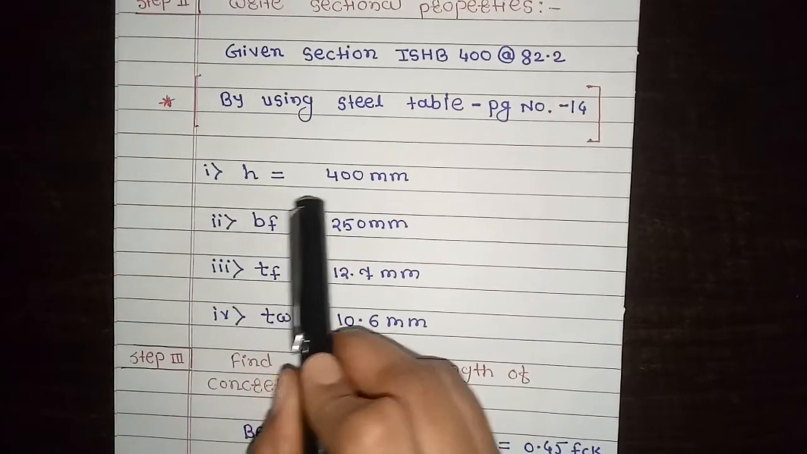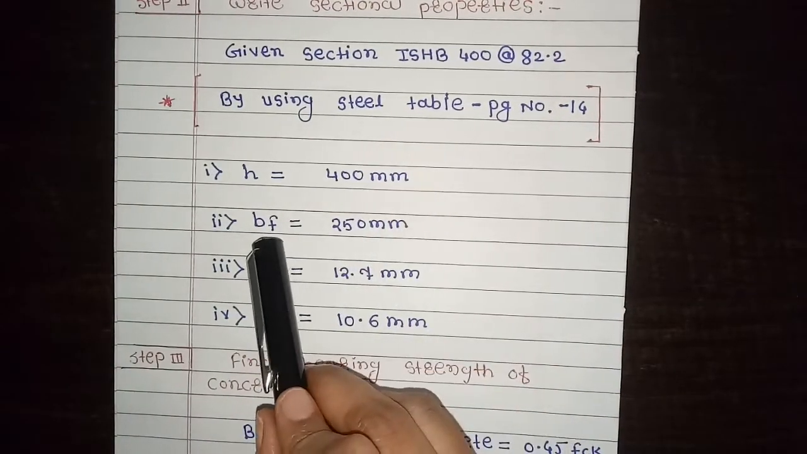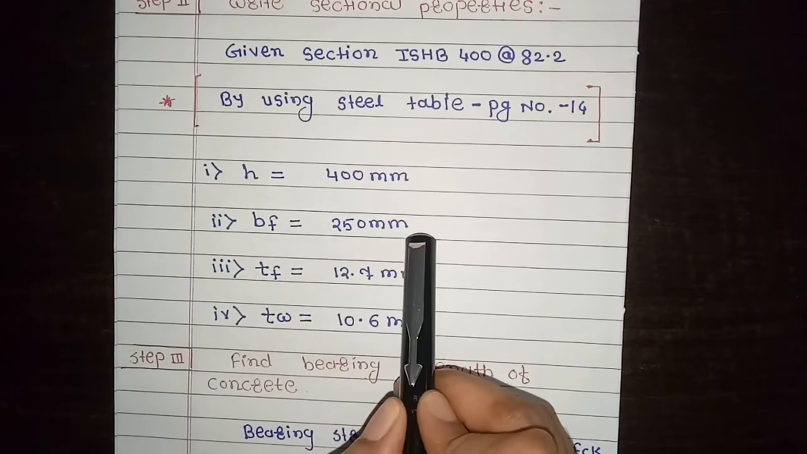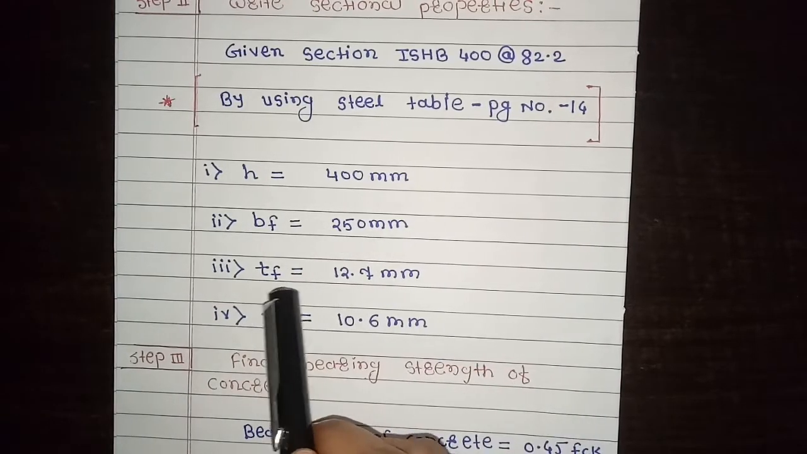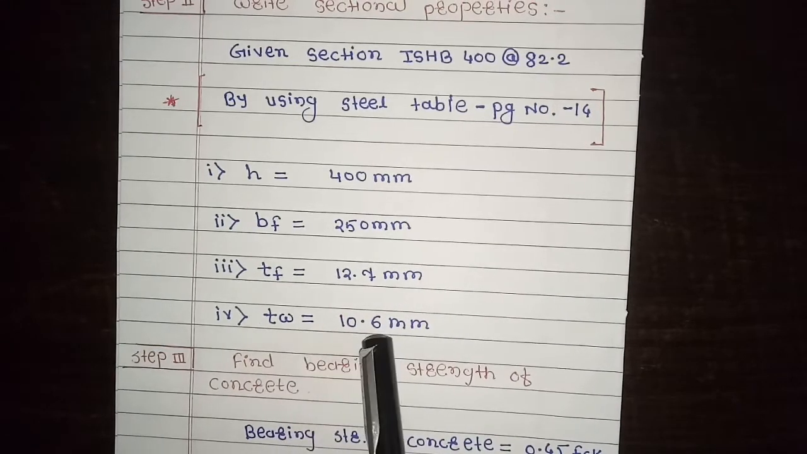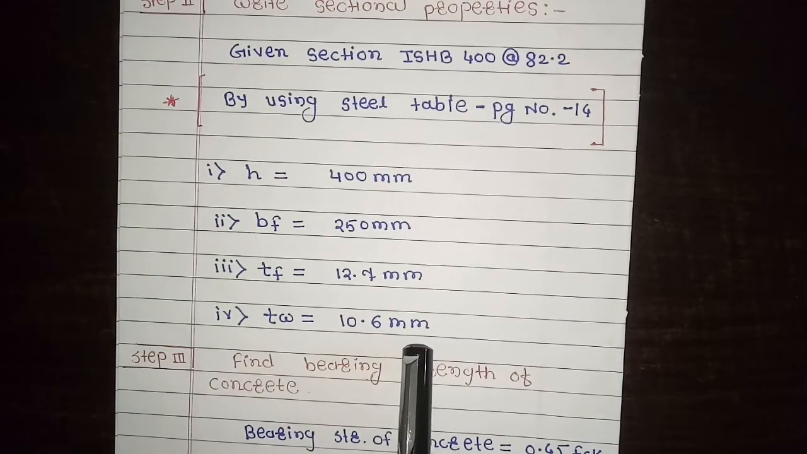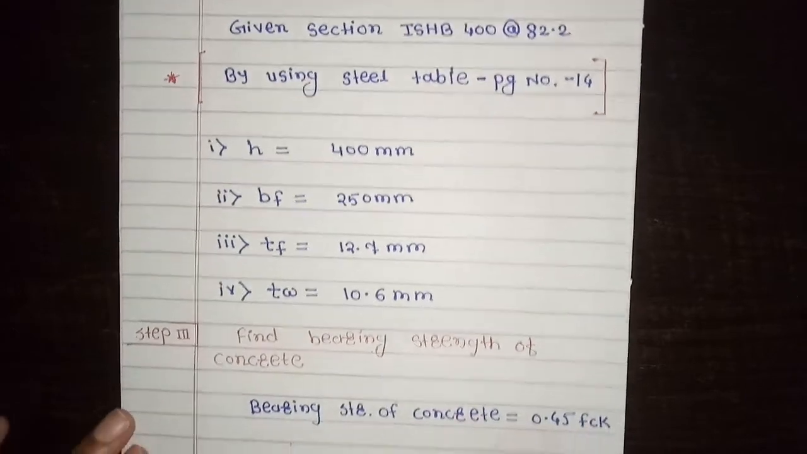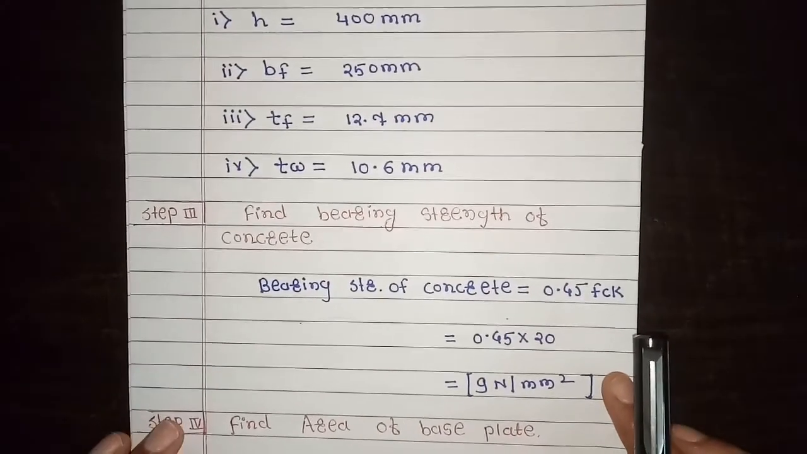H is equal to 400 mm, BF is equal to 250 mm, and TF is equal to 12.7 mm, then TW is 10.6 mm as per steel table.